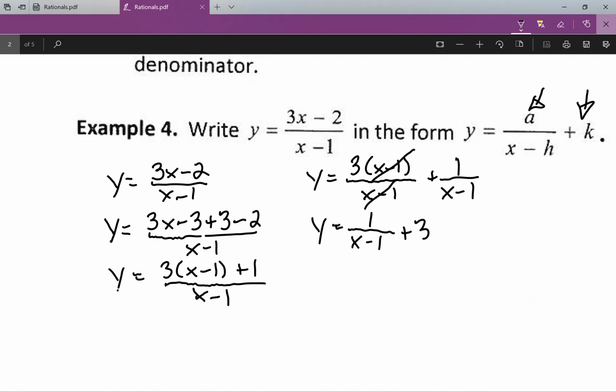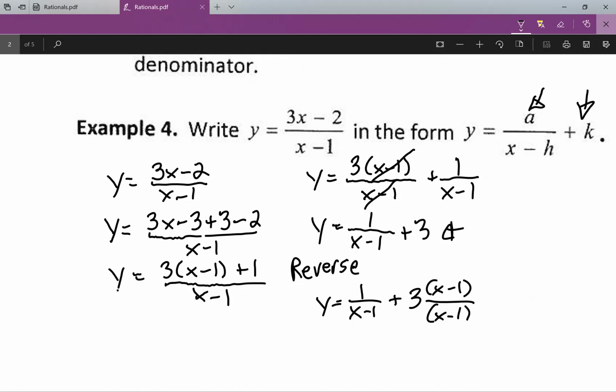Now, if I wanted to go backwards on this, all that I do is I take this value right here and I put it over the same denominator right there. So let's look at this. We're just going to go the complete reverse right here. We're going to practice the algebra to show that it still works. And I go y equals 1 over x minus 1 plus 3, and I'm going to multiply the top and the bottom by x minus 1 there.